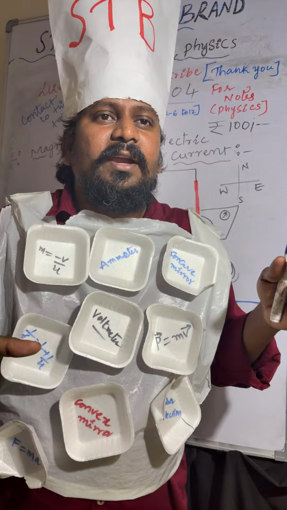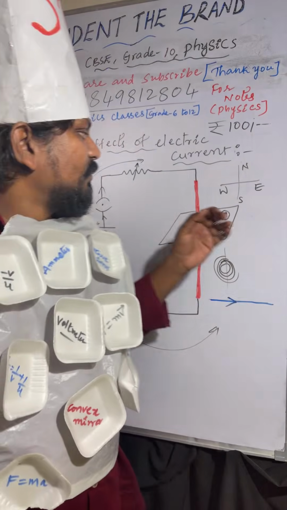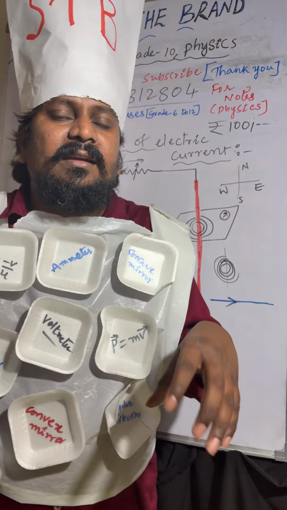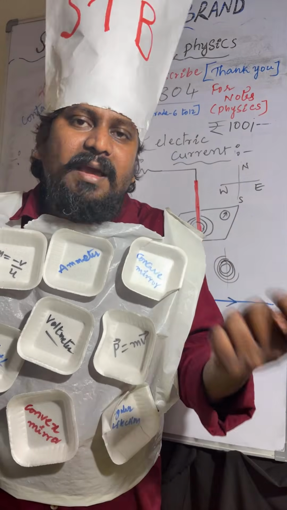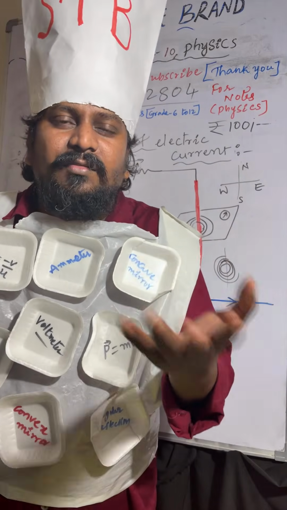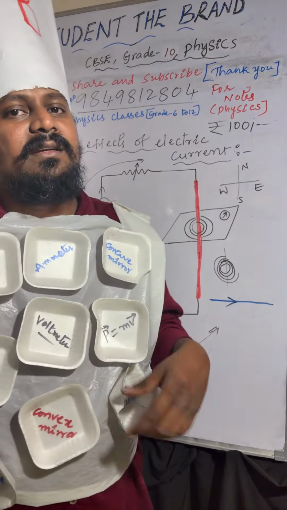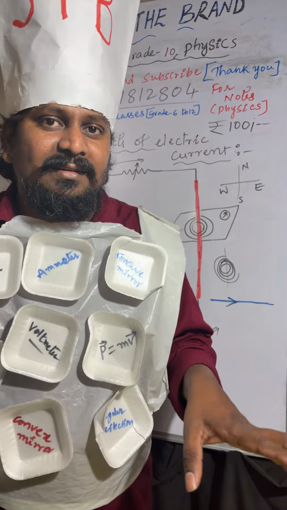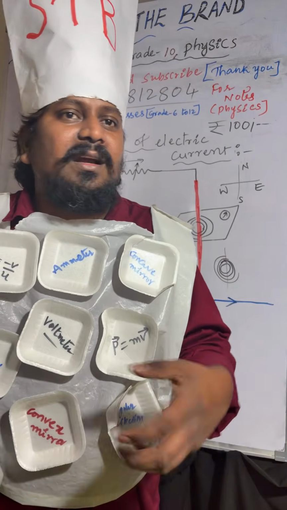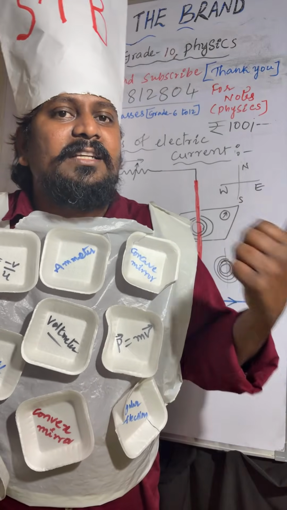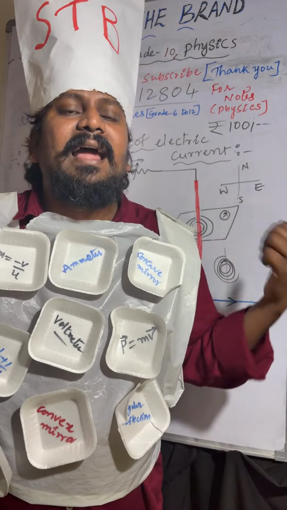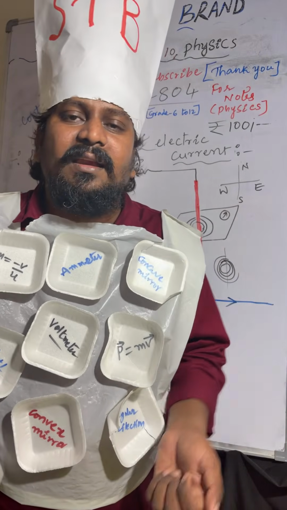Just observe this point. Point number 1. When the current is passing through the conductor, it acts as a magnet. The magnetic behavior will be observed by the compass that is placed near the current carrying conductor. Normally, if you place it near the conductor, it won't show anything. So current must pass through it, then it behaves as a magnet.